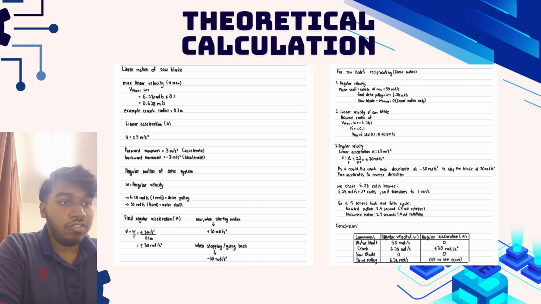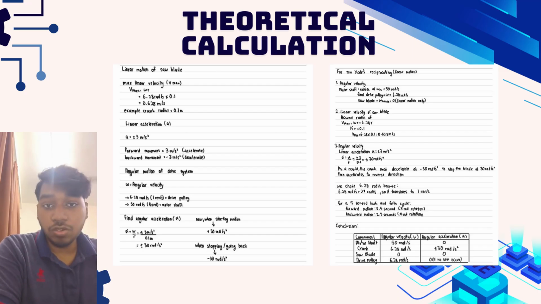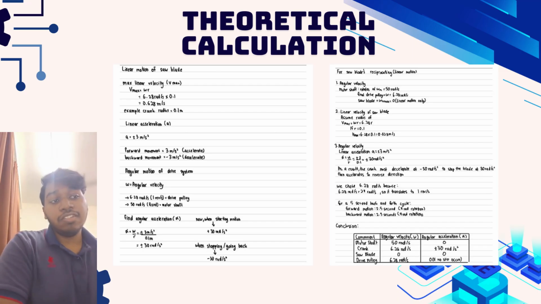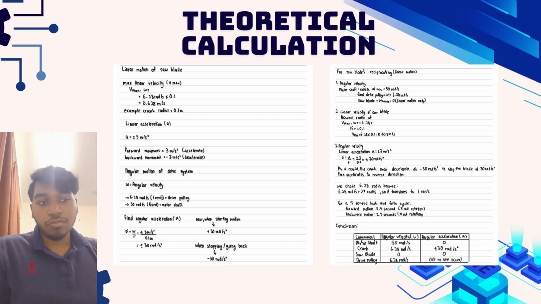The crank has angular velocity of 6.28. The angular acceleration is 30 radian per second square. The saw blade has 0 for both. The drive pulley has 6.28 radian per second angular velocity and angular acceleration of 0, if no slip occurs. If slip occurs, the values will change. So that's all from me. I'll pass on to my next teammate.